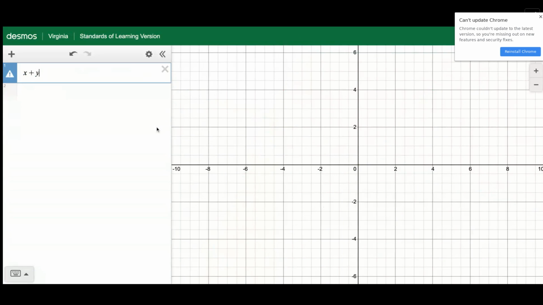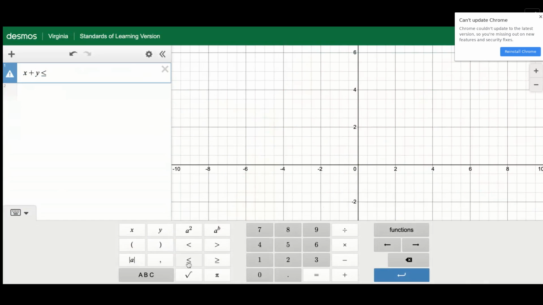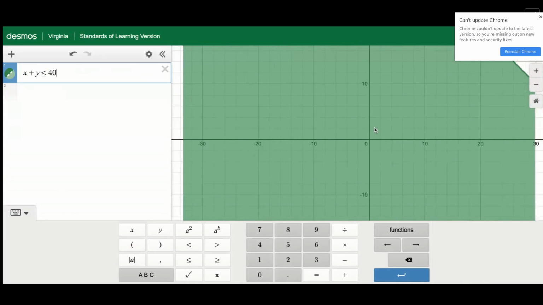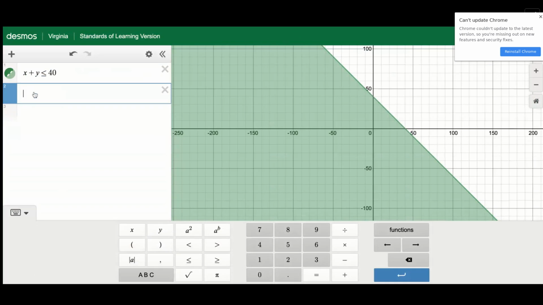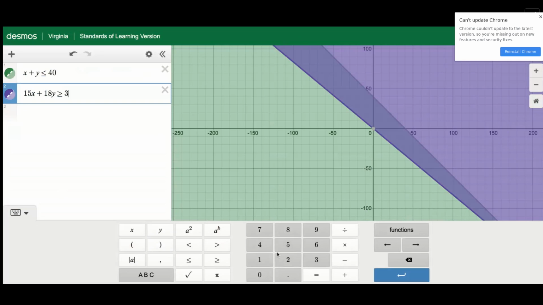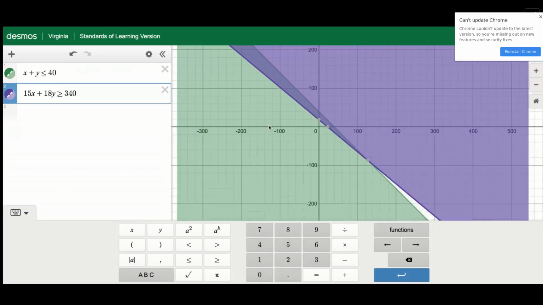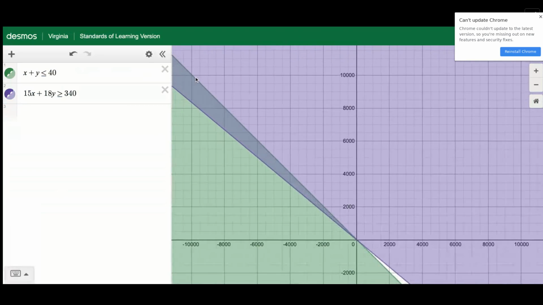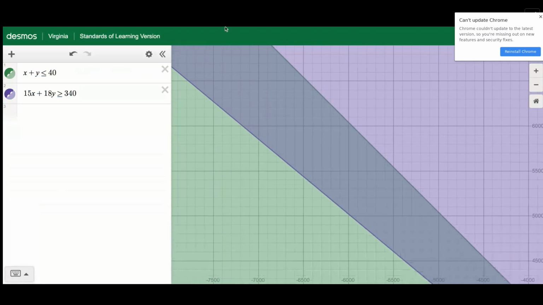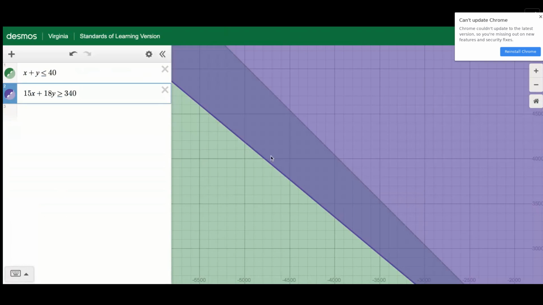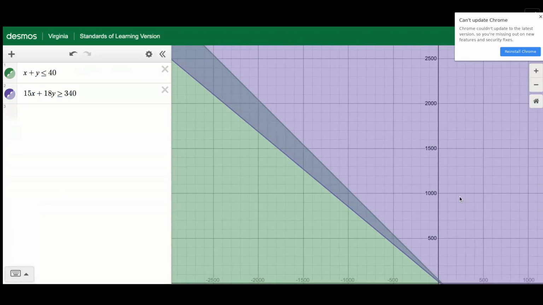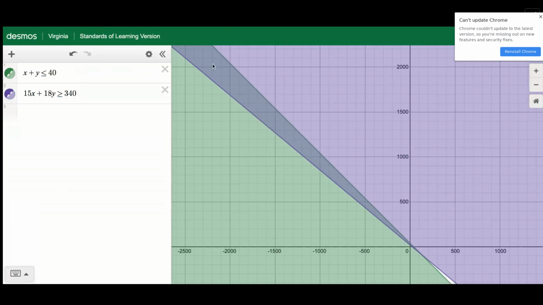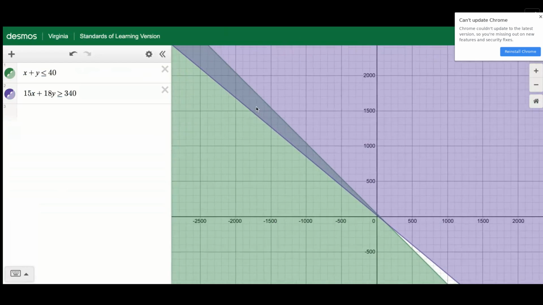Now, we're going to plug in those two systems of inequalities. So X plus Y has to be less than or equal to 40. Okay, and you can see that it graphs that line for me and shades in that area. And then 15X plus 18Y has to be greater than or equal to 340. Now, if we look, you can see where the two regions are overlapping. That is your solution to this system of inequalities. Okay, so any ordered pair in this region would satisfy both of those inequalities.